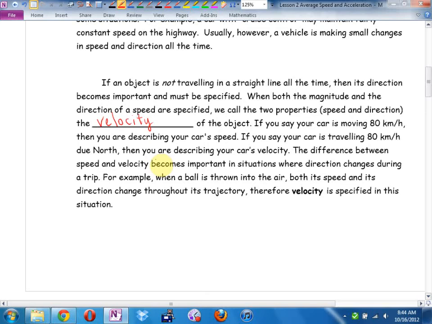For example, if I throw a ball into the air, like this, on the way up, it's traveling upwards. On the way down, it's traveling downwards. So both its speed and its direction are changing throughout its trajectory. Therefore, we would want to be talking about the velocity in that situation because you want to know whether it's going up or going down. And probably an easy thing for us to do would be to say going up is positive, going down is negative. It works for the most part.